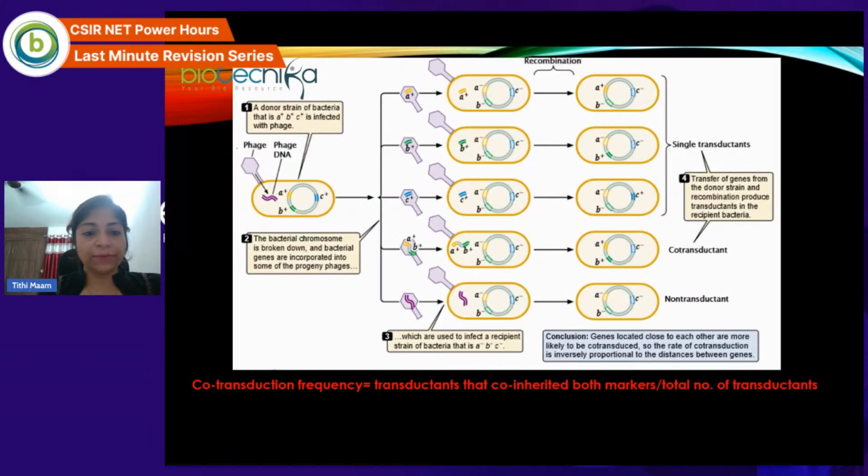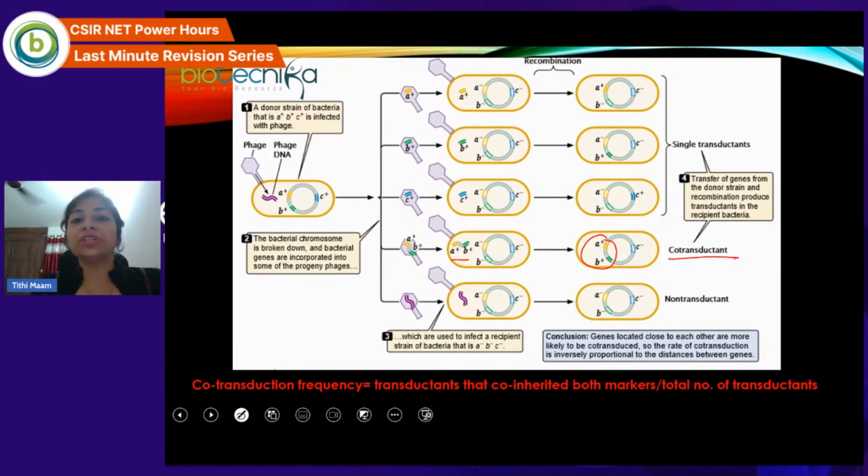So let's visit the concept first. Co-transduction frequency is like this: suppose two genes are transduced together, meaning they are passed together from the donor bacterium to the recipient bacterium via the phage. If A and B are passed together, then it is called co-transduction. If the two genes are present close to each other, then their chance of co-transduction is higher. If the genes are present far away from each other, then the chance of co-transduction is lesser.